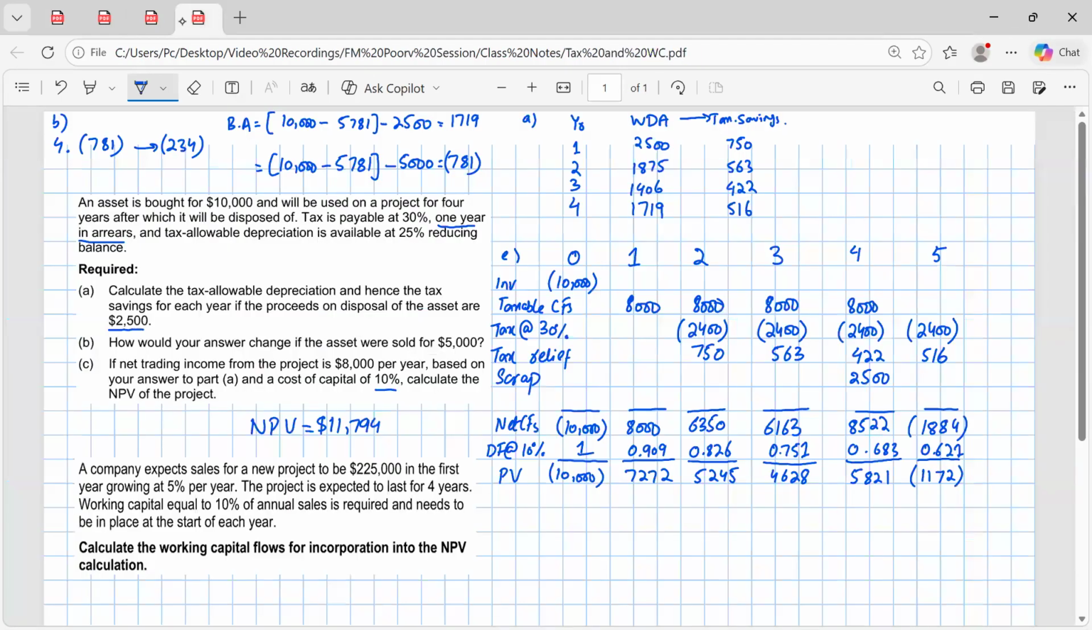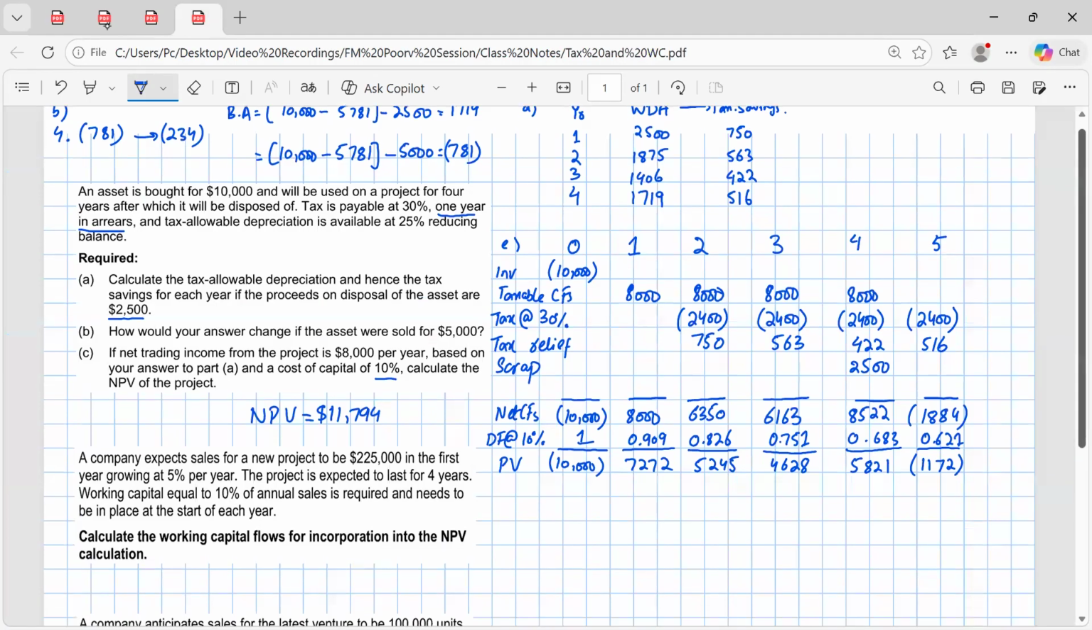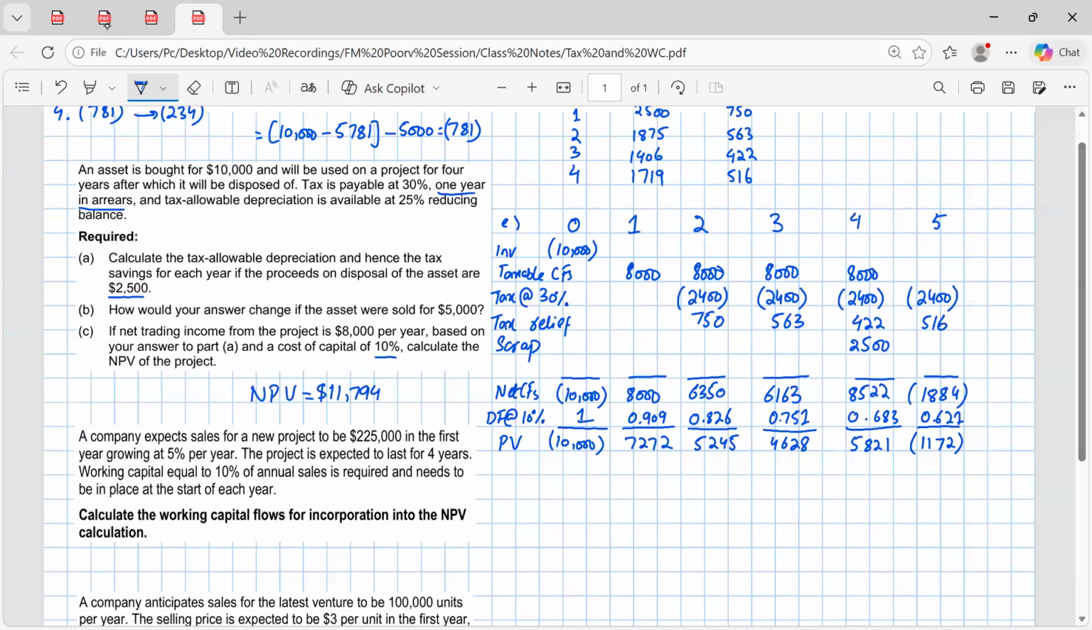So now let's directly understand this with the examples. Okay, so there are two examples.